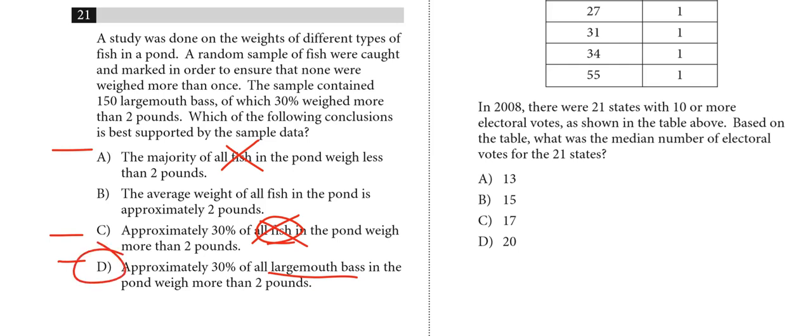What were you leaning towards? C, approximately 30% of all fish in the pond. Well, I don't know that. All they told me was the sample contained 150 largemouth bass. I'm sure there were more than that. Of those 150 largemouth bass, 30% weighed more than 2 pounds. So this 30% refers back to the largemouth bass. It does not refer to all the fish that they sampled. I'm pretty sure it would have to be D.